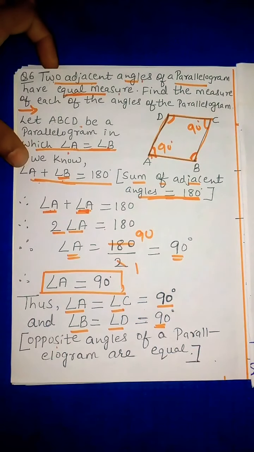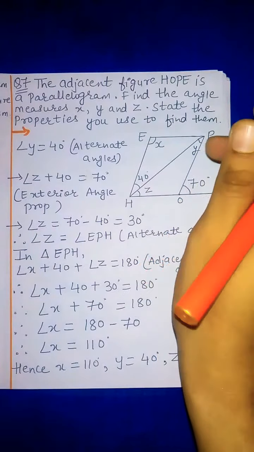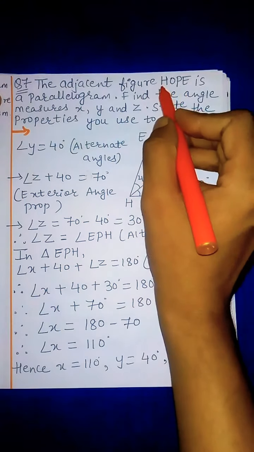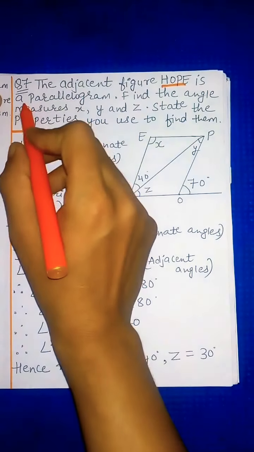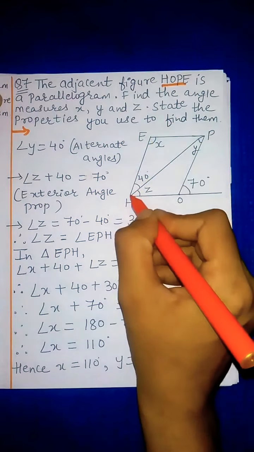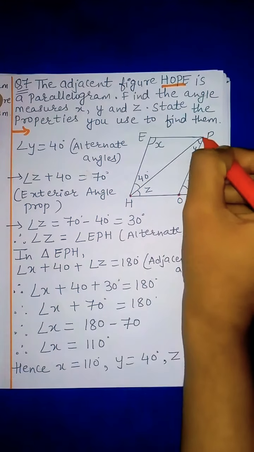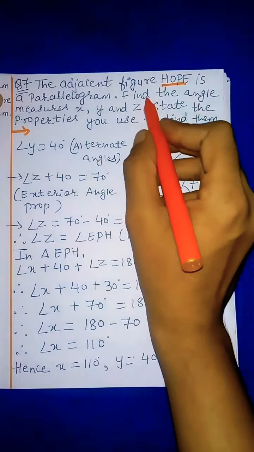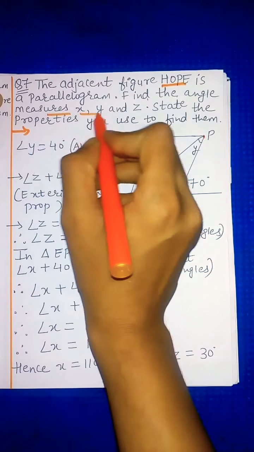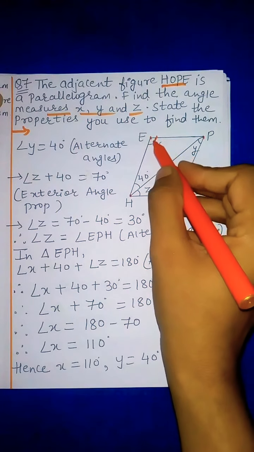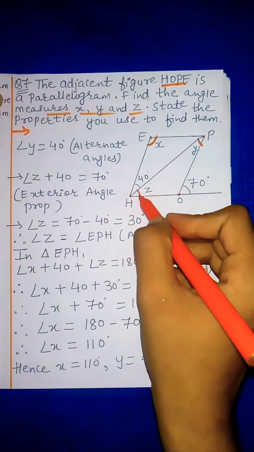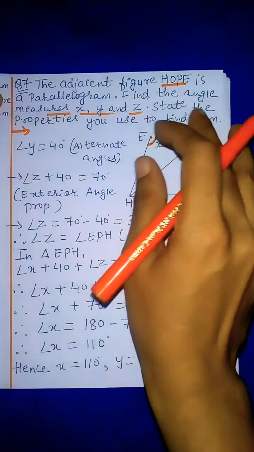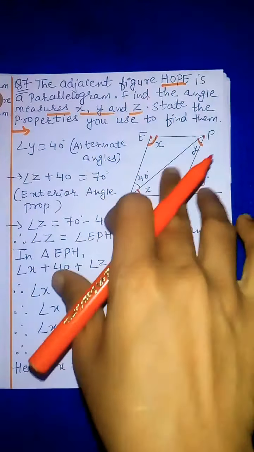So this was question number 6. Now we will see question number 7. The adjacent figure HOPE is a parallelogram. Now this figure is already given to you, H, O, P and E. This parallelogram is given to us. Find the angle measures of X, Y and Z. So this X, Y and this Z we will find out. State the properties. Also we will state the properties we are going to use to find this.